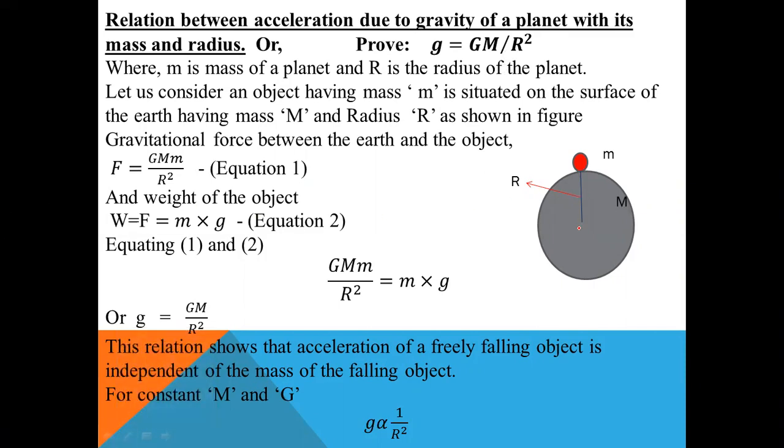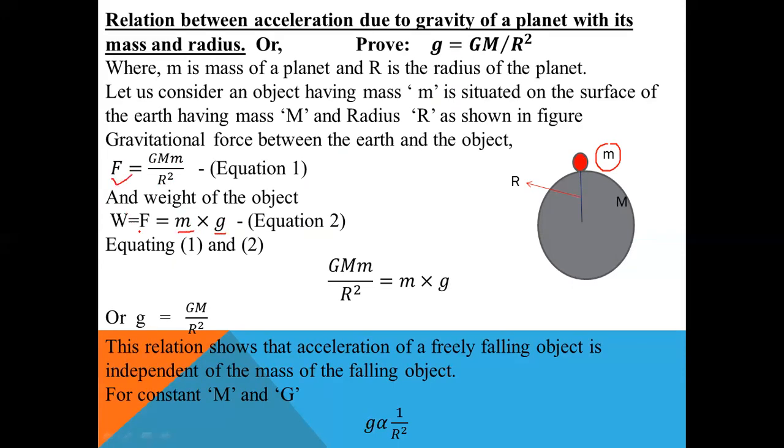Then from Newton's universal law of gravitation, we can write F is equal to GMm by r square. This is the gravitational force between these two objects, this planet and this object. And the weight of this object having mass m is W, which is also the force of gravity. Therefore, W is equal to F is equal to m into g, because weight is the product of mass and acceleration due to gravity.